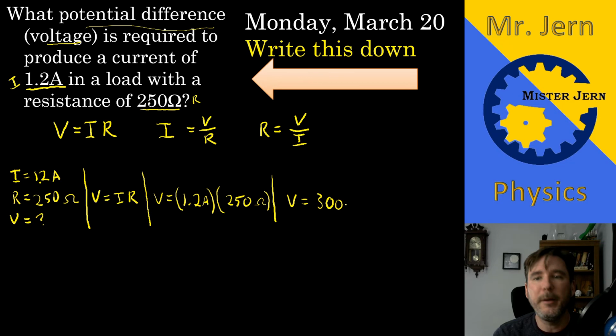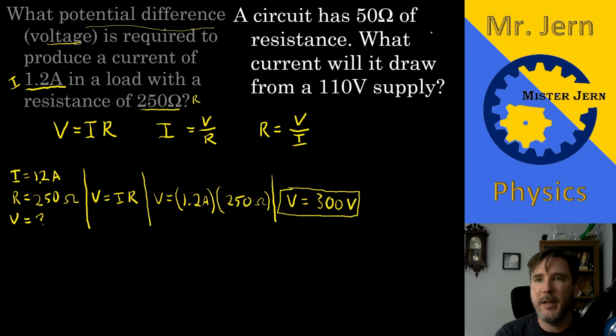Now, I have another example here. We have another circuit. We have a resistance of 50 ohms. That is, again, the Greek letter omega. That is going to be my resistance. We want to know what is the current it's going to draw. So current is going to be my I. And we have 110 V. Well, that's very obviously going to be V.